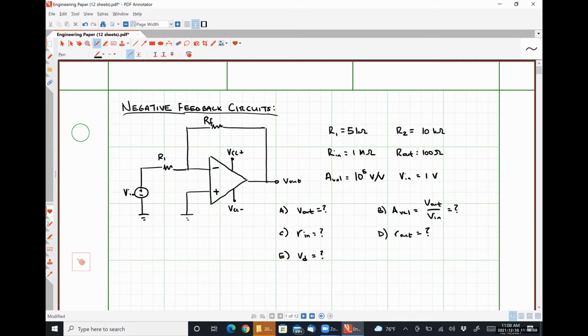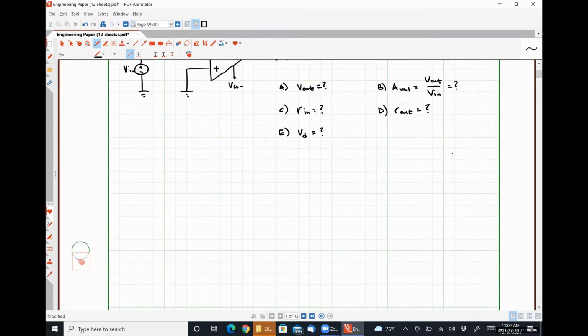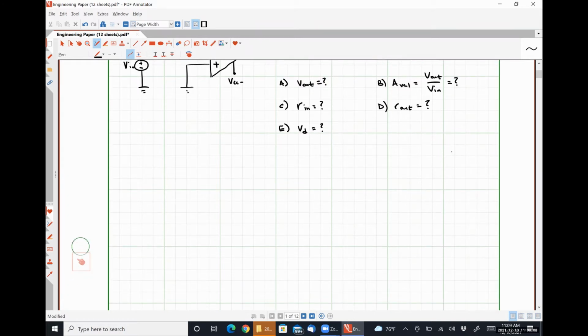All right, so we're going to start by using the practical op amp model. I'm going to redraw our circuit using the practical op amp model. And as always, I will start with the practical model itself and then add things to it.